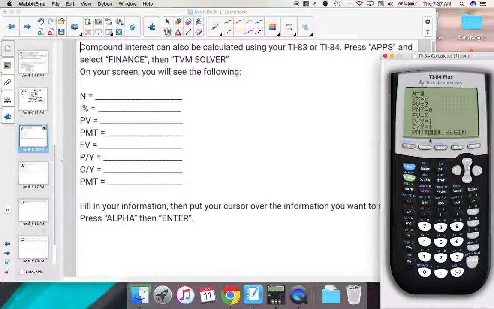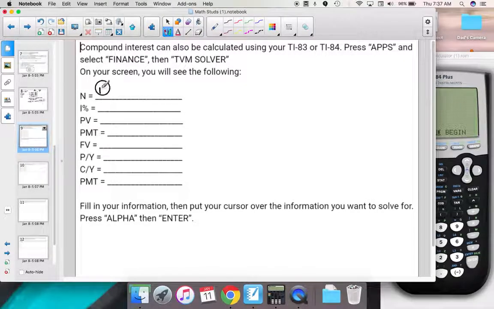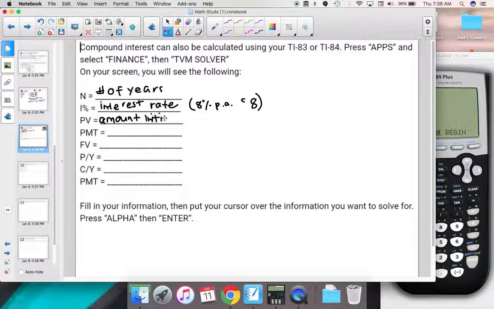It brings up a screen that looks like this. And we have all of these values that we need to input. So I'd like you to take some notes here in your workbook of what each of these values corresponds to. So N is the number of years. So that's the number of years that you have your money in the bank. I% is your interest rate. Say if your interest rate is 8% per annum, you're going to enter 8 there, not 0.08, but 8. Your present value is the amount you initially invest. So that's the amount that you're depositing in your bank account at the beginning.